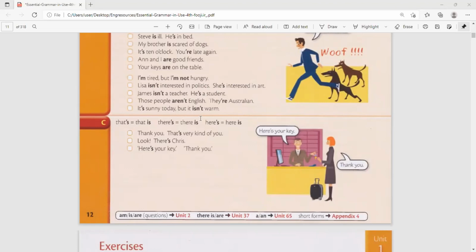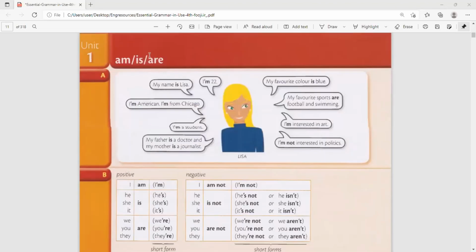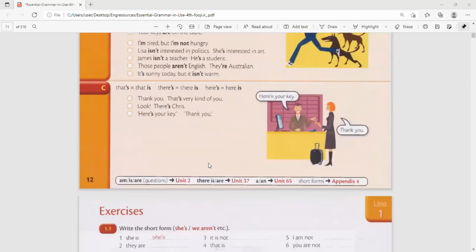You see that? So these are the examples of these words and ideas that we need to know about the verb to be: am, is, are. People overlook this, but it plays a very critical role. It's the basics.